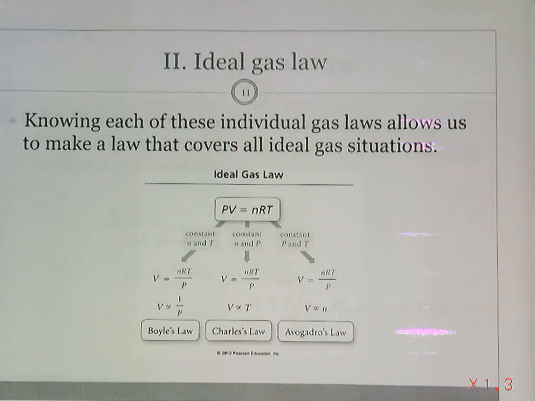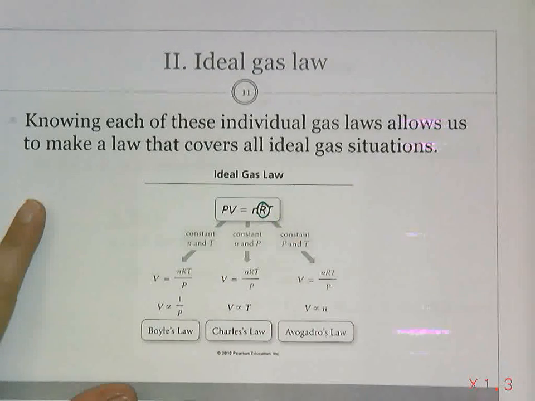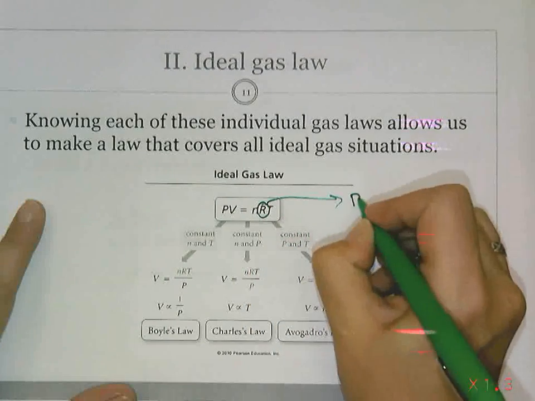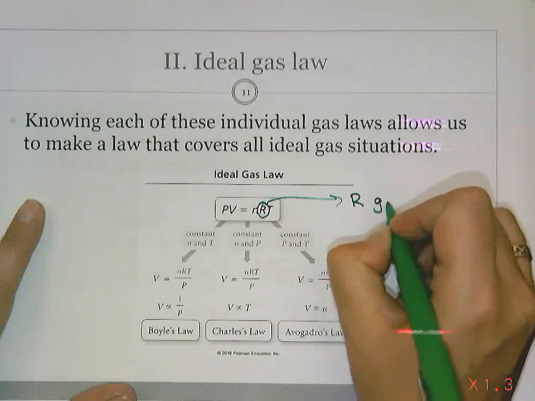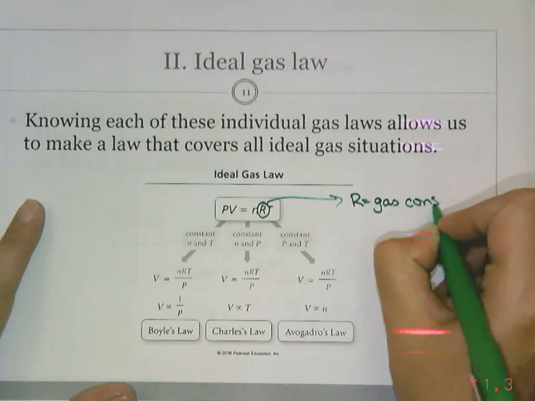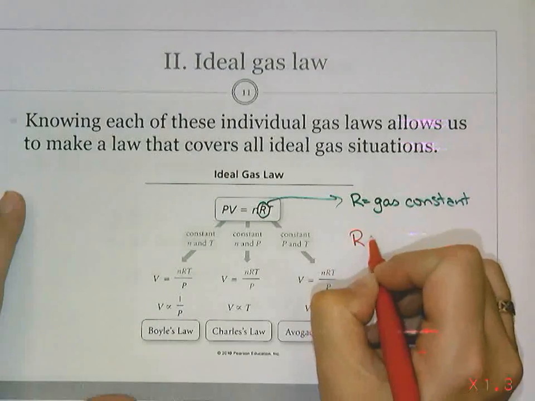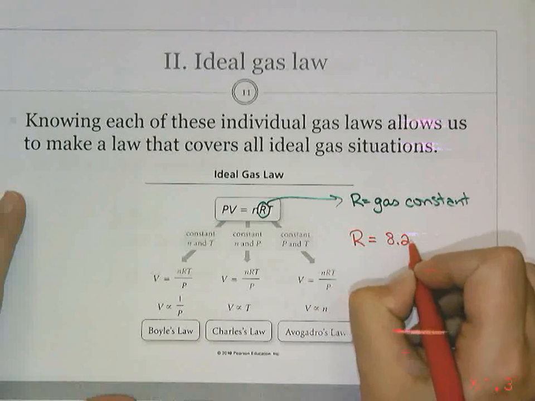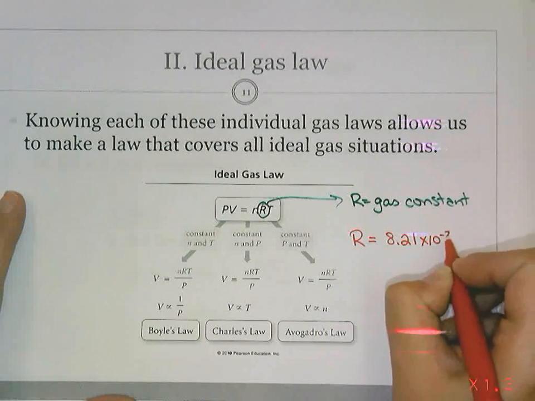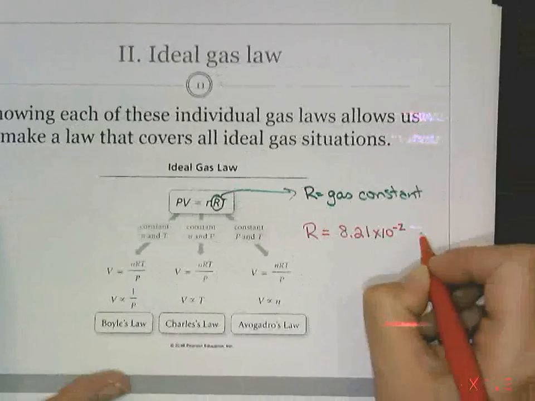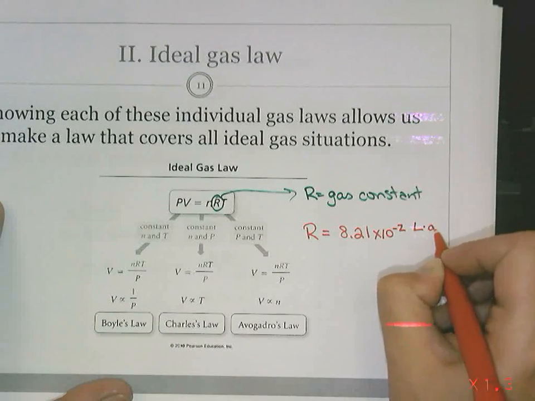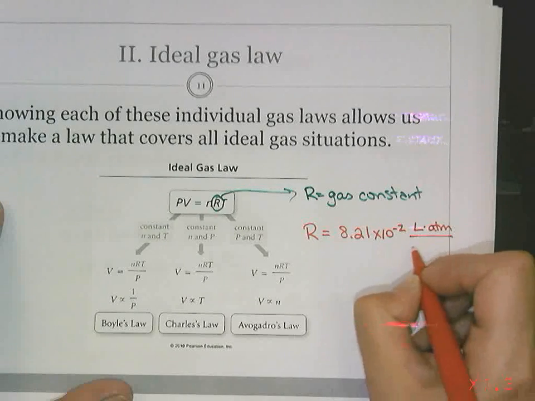Now the one thing that shows up in here that we haven't talked about is this R. R is the gas constant. And it's the reason we have to do everything in Kelvin. The gas constant, R, is equal to 8.21 times 10 to the negative second liters times atmospheres divided by Kelvin times moles.